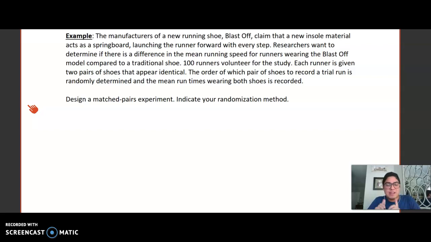So there's our blinding, right? They can't tell which one's the difference. The order of which pair of shoes to record a trial run is randomly determined, and the mean run times wearing both shoes is recorded.